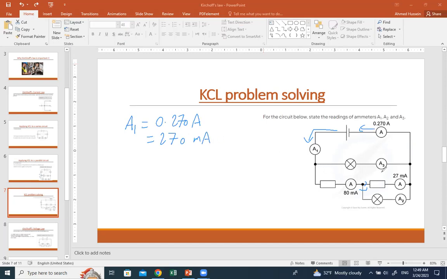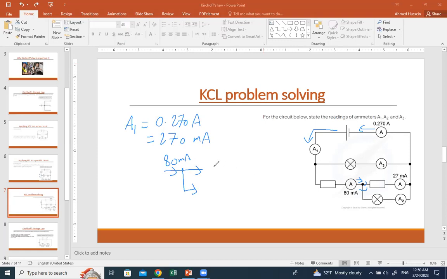Now we would like to calculate A3, but we have to calculate A2 first, since the sub-branch is coming as a priority. So we will focus on the A2 here. We can see that before this junction, we have 80. If we draw this junction separately, we can see that there is 80 milliampere entering into this junction.